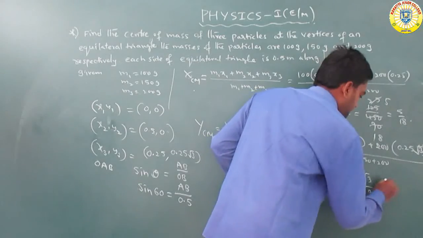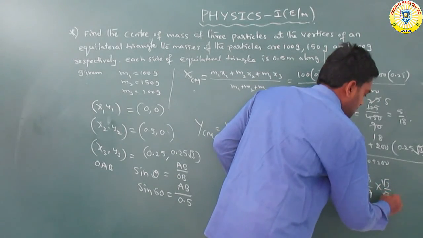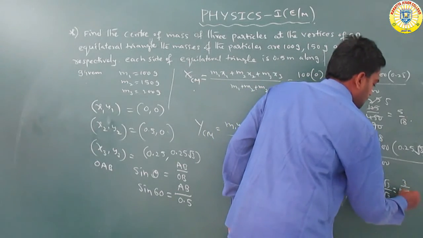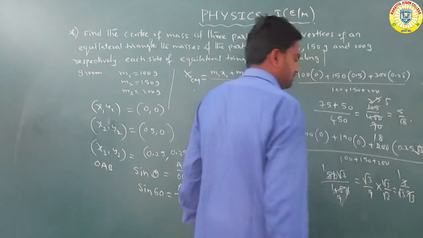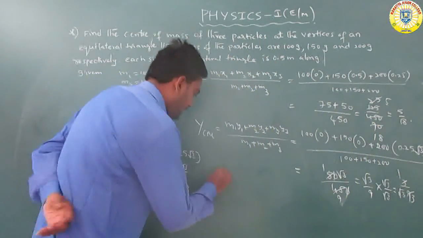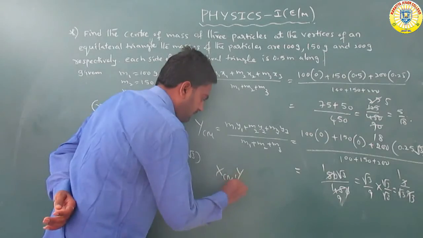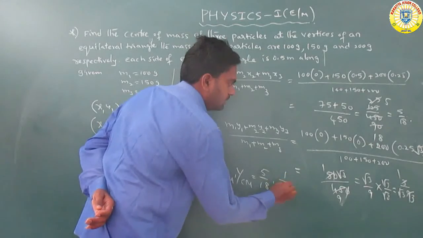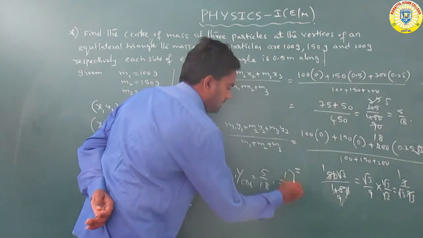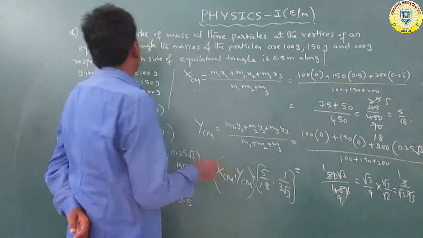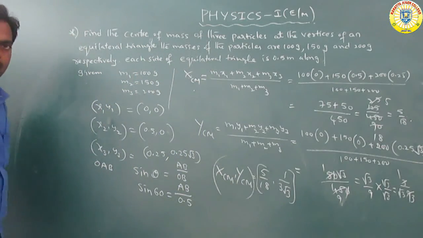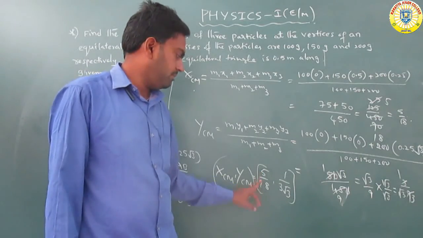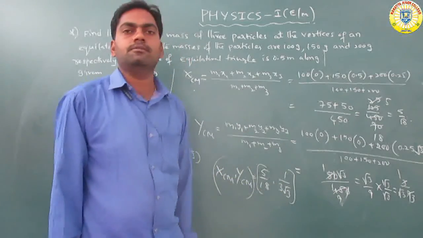Root 3 by 9, rationalizing by multiplying and dividing by root 3, gives 3 by root 3 into 9, which is 1 by 3 root 3. Okay, got it. So xcm, ycm is equal to 5 by 18, 1 by 3 root 3. This is the center of mass of the three particles.